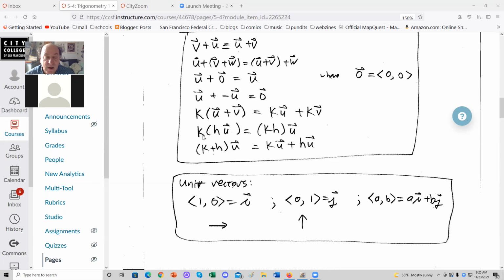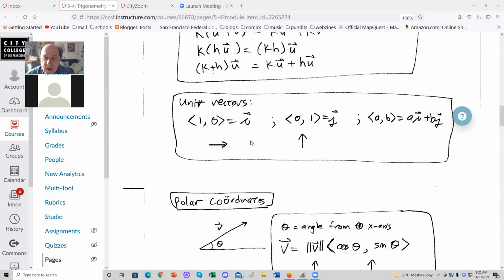And here scalar multiplication is associative. k times hu is kh times u. As long as the k and the h are numbers, these distributive and associative laws work. We will discuss multiplying vectors in the next sections, but it's not quite the same thing.